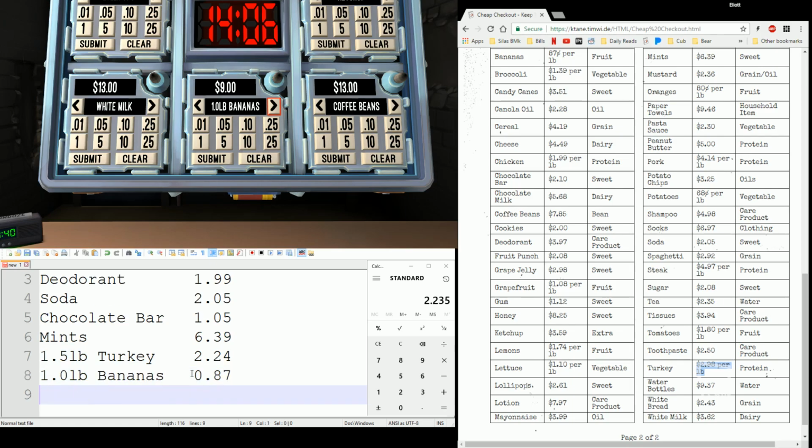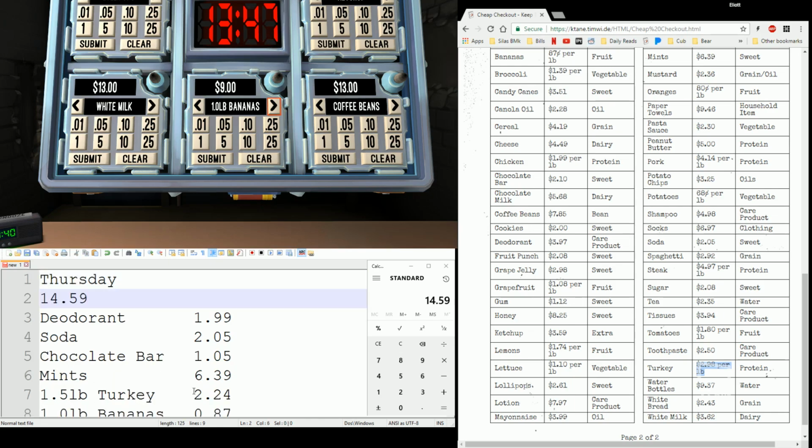So there are my totals. So we're going to add them. 1.99, 2.05, 1.05, 6.39, 2.24, 87 cents. We get a grand total of 14.59.